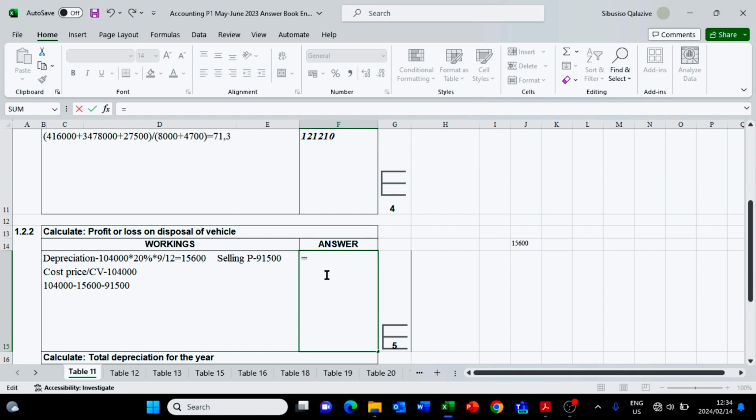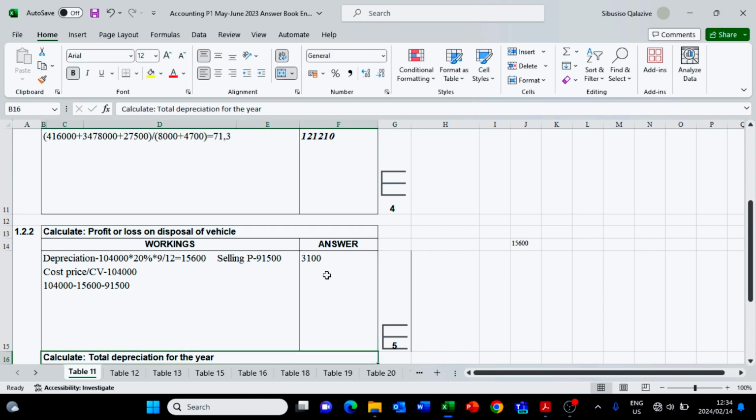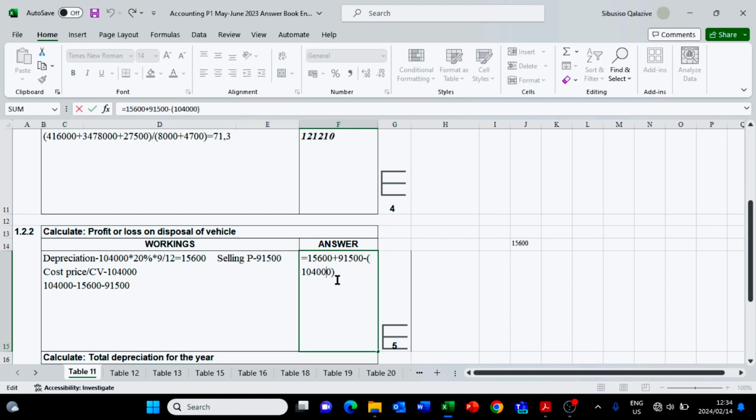Rather, let's do this. We're going to say 15,600 plus 91,500 minus the 104,123, which gives 3,100 as it is. So now this is the profit on sale of an asset.